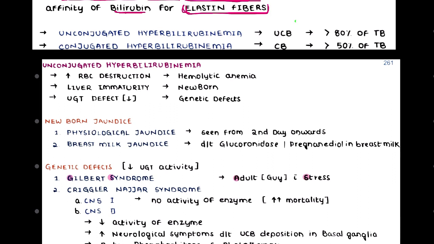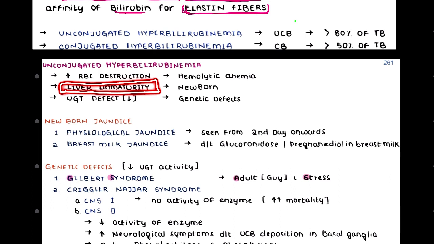Okay, now here the first thing that will cause increase in RBC destruction is hemolytic anemia. In the case of hemolytic anemia, there are other causes also, such as hemorrhage, premature erythropoiesis, ineffective erythropoiesis at that time also. Similarly, in the case of liver immaturity.